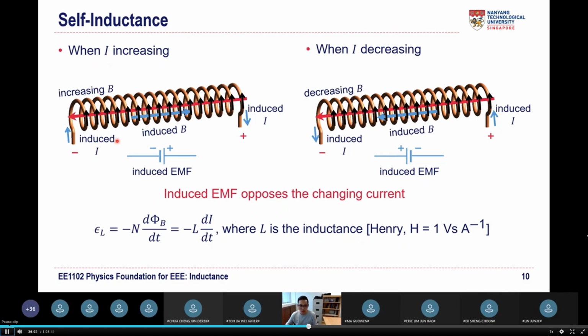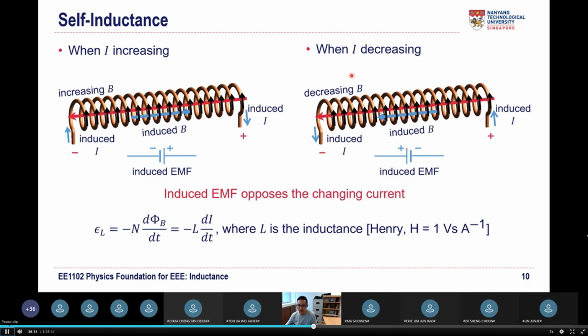And in which direction should the induced current be flowing? It should be flowing in the opposite direction. So it should be flowing in this direction, like that. So this blue line is the induced current, and this is the induced magnetic field, and this is the induced EMF across this coil.